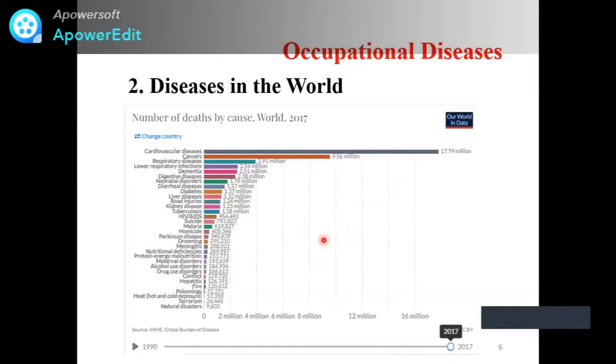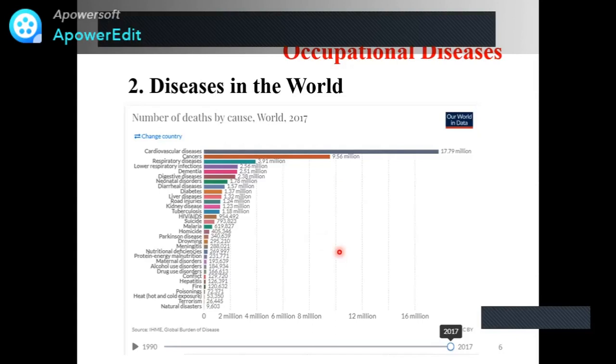This picture illustrates the diseases in the world in 2017. 56 million people died in 2017. Among them, 17.79 million deaths were related to cardiovascular diseases, the heart diseases that are the leading cause of global death.